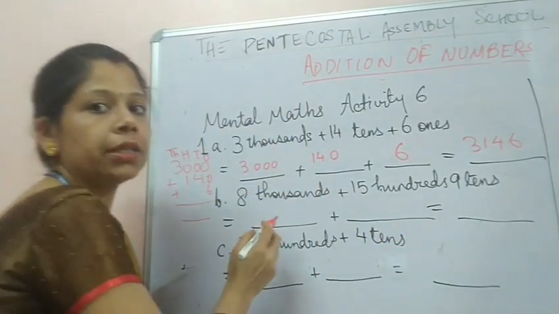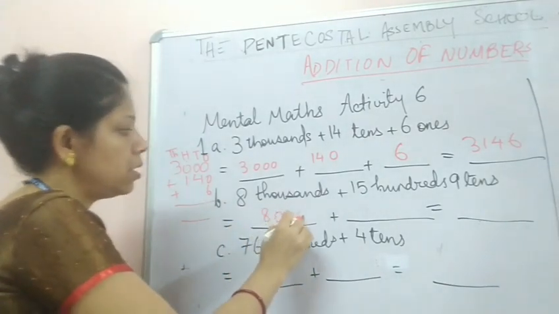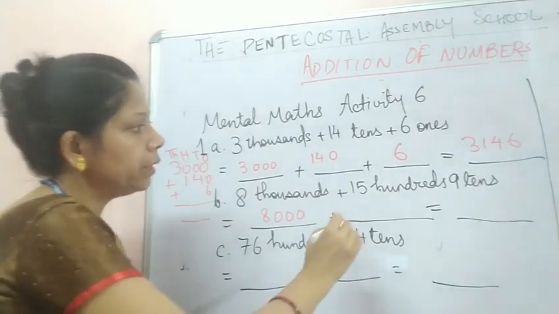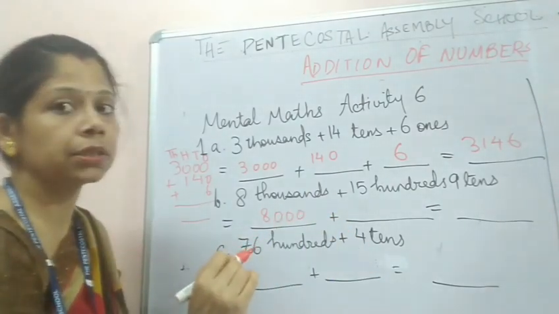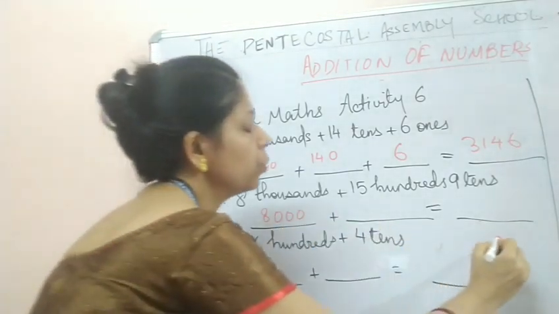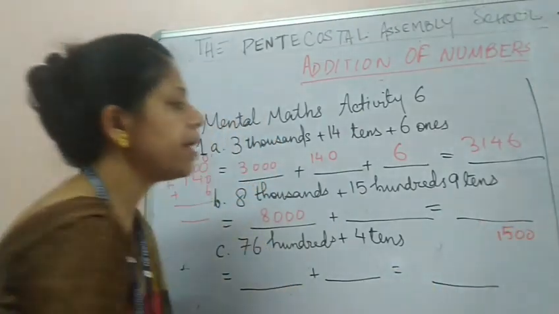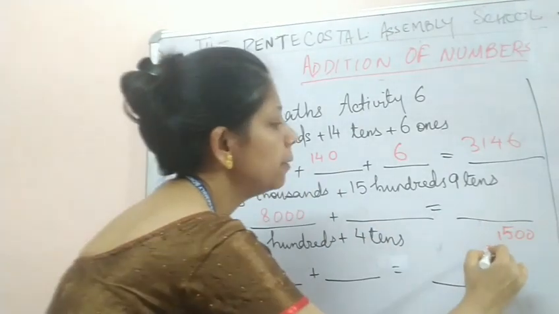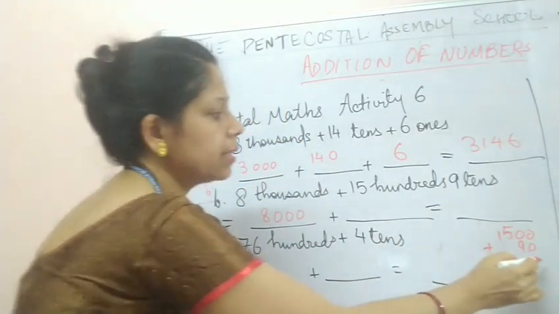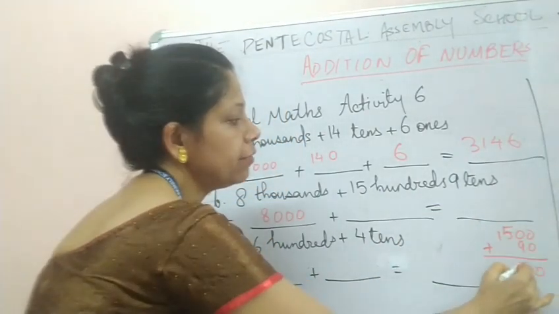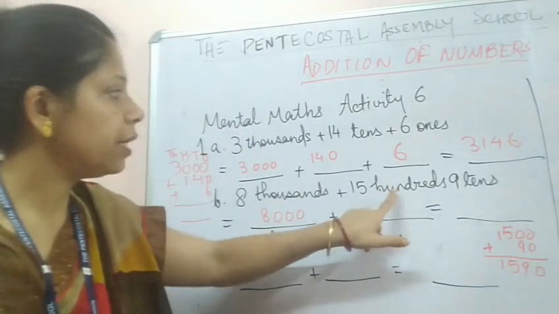Okay, the next question is 8000 plus 15 hundreds, 9 tens. So how will you do this? 15 hundreds is 1500 and 9 tens is 90. So when you add it, it will be 1590.